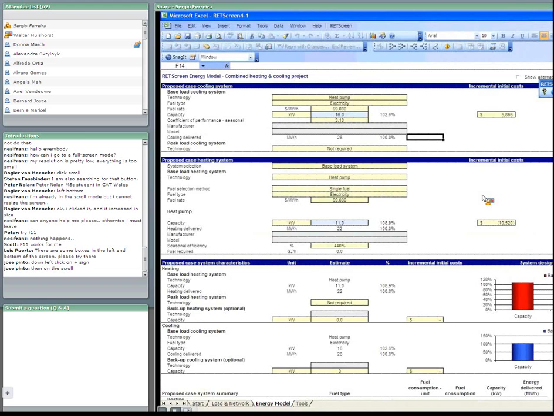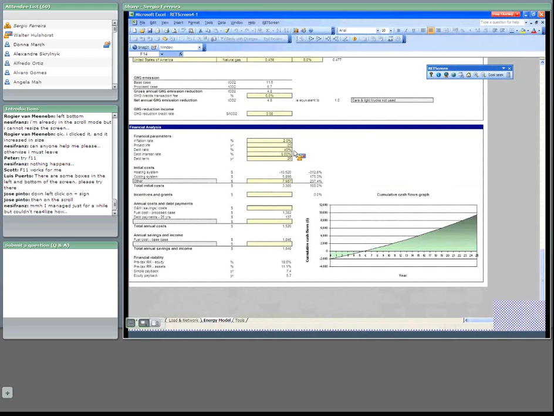We define an inflation rate for our investment, our debt ratio, whether we ask all the money from the bank or have self-financing, the interest rate for the loan that we ask from the bank, and the debt term, of course. You can change all this data and you'll see the respective changes in your cash flow.